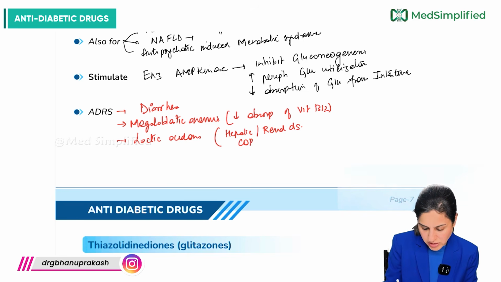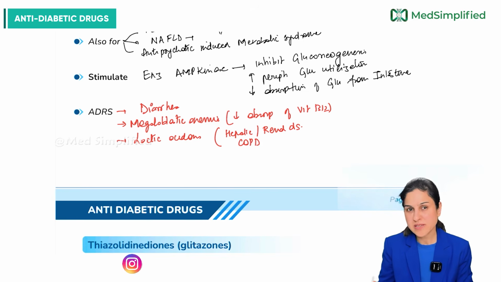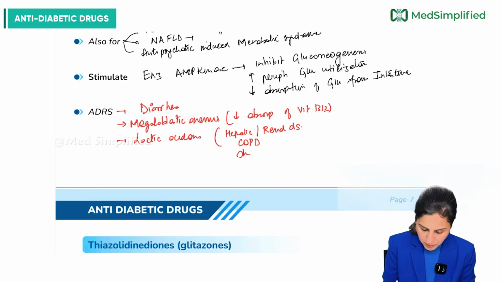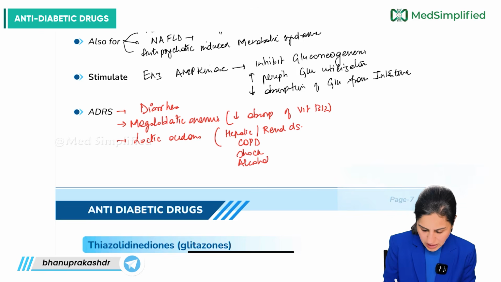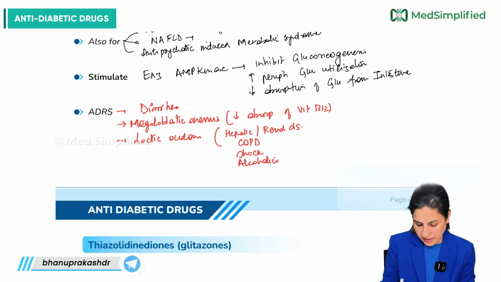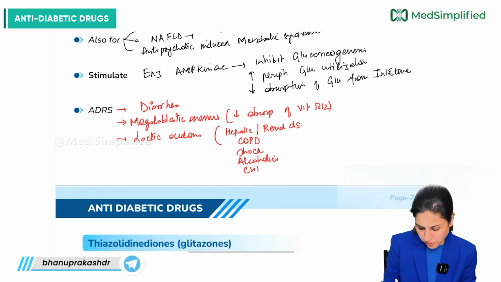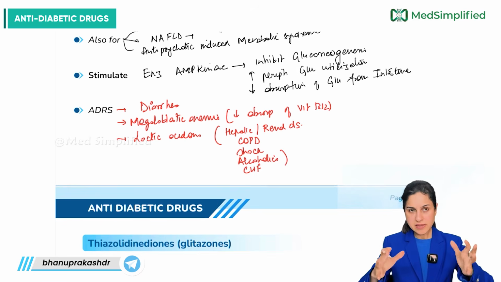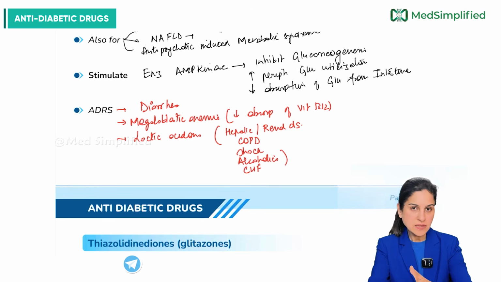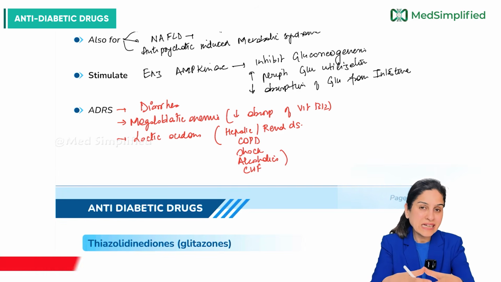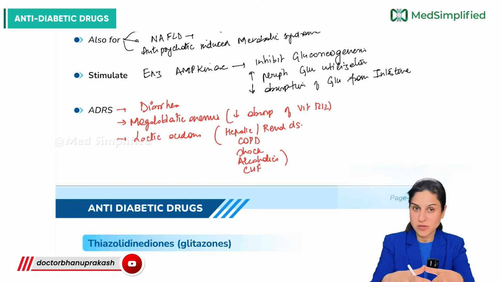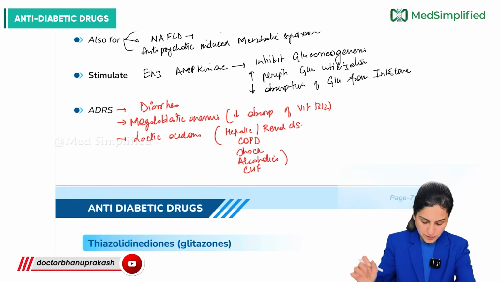If the patient has COPD, is a smoker, is in shock, is an alcoholic, or has CHF. So in all these, if there is diabetes with any of these conditions, then metformin is not a safe drug here because it can increase the incidence of lactic acidosis. You'll have to stop giving the drug here and look for some other alternative.